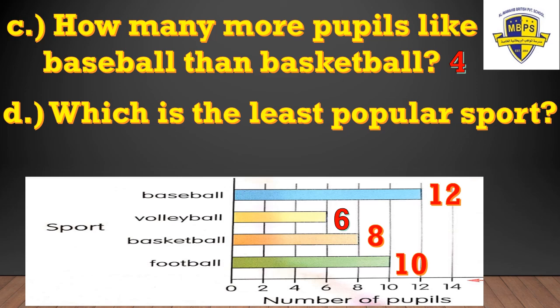D. Which is the least popular sport? Least popular means very few children like to play that sport. Okay, so let's compare between the numbers now. We have 12, we have 6, we have 8, and we have 10. So which is the smallest number out of the 4? Very good, 6, which is volleyball. So the least popular sport is volleyball.